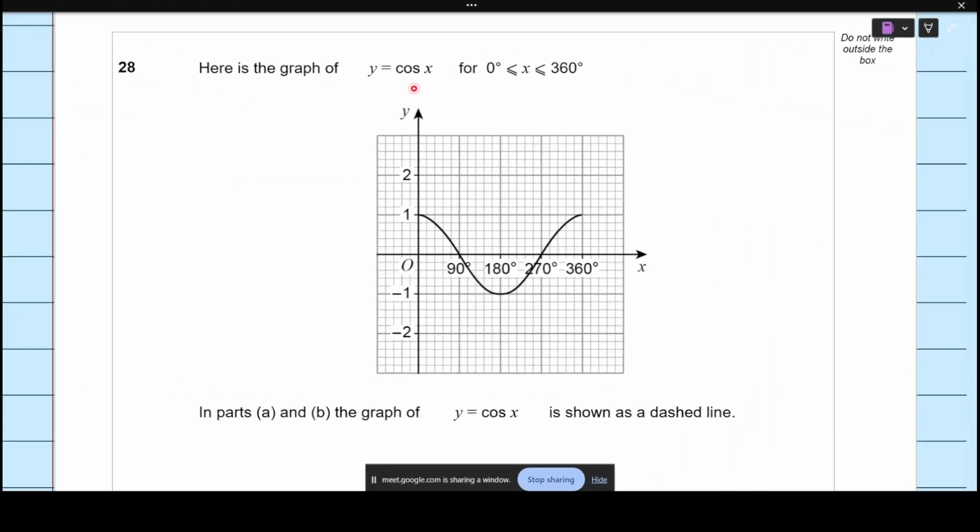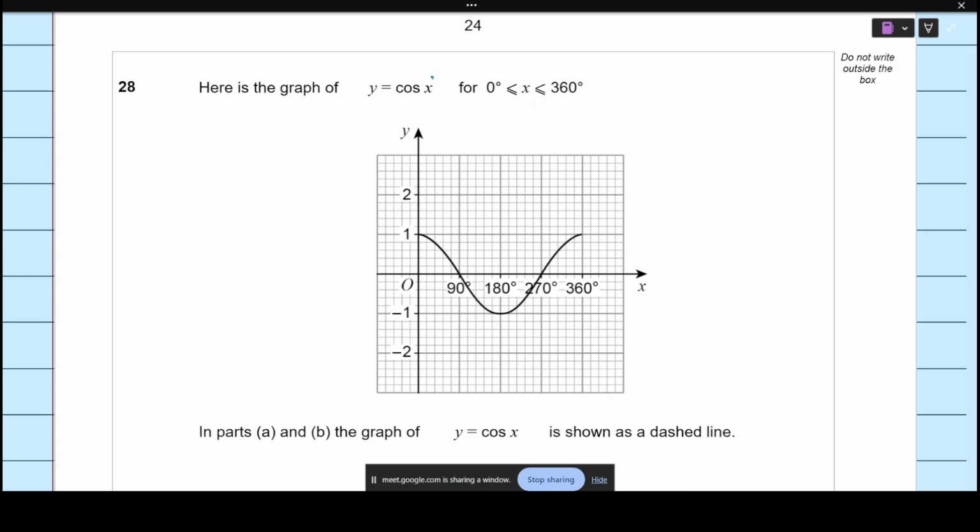Here is the graph of y is equal to cos x, where x is greater than or equal to 0 and less than or equal to 360. If I put x equal to 0 here, then y is equal to cos 0. Cos 0 is 1. So it means that if x is equal to 0, the value of y is equal to 1. So that is the point.